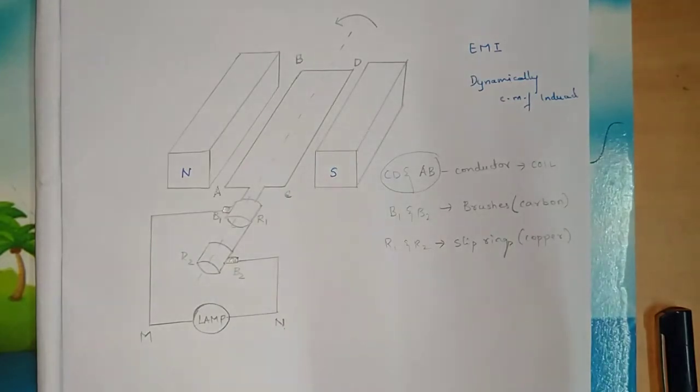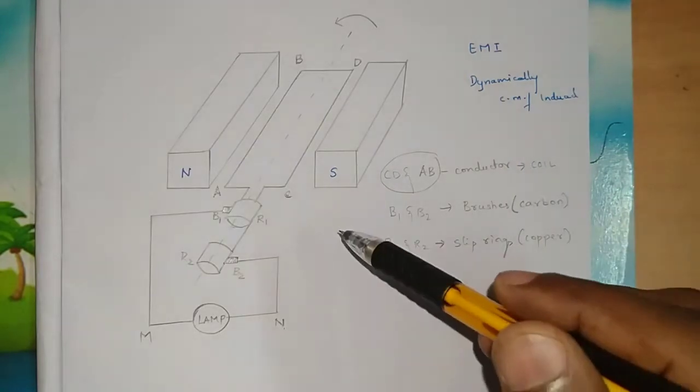You can imagine a dynamo connected to a cycle. When you start pedaling, the dynamo will generate electricity and supply it to the lamp, and your lamp will glow. In the same way I'm going to explain.